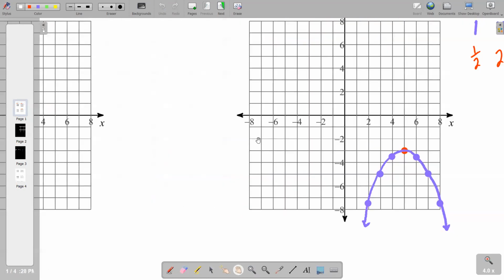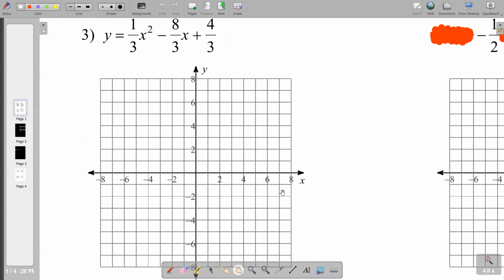Which is right here. And you're going to put your vertex. So tell me about this graph. Does it open up or does it open down?